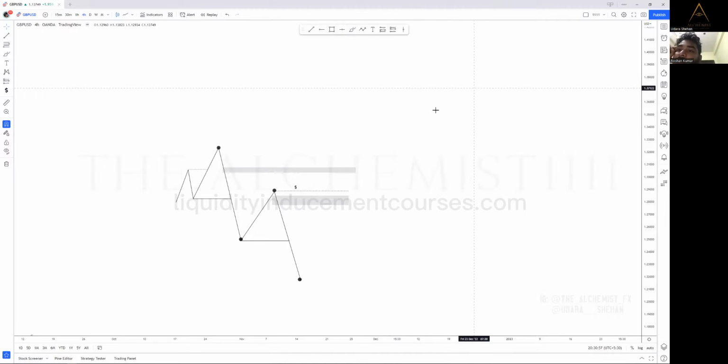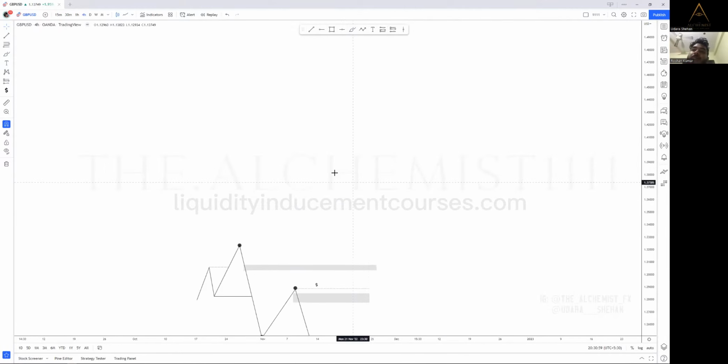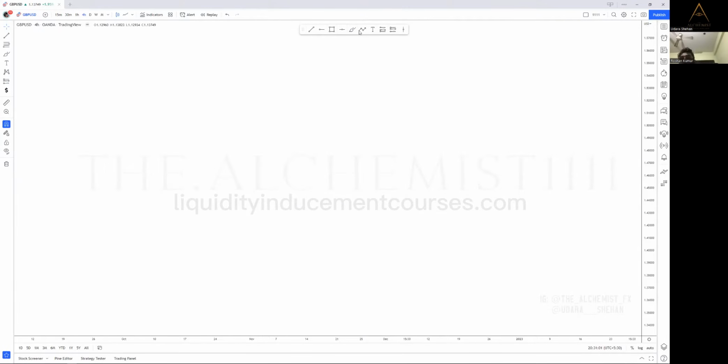So now, first thing, how are order blocks formed? So let's go through it. Okay, so now let's say maybe we had equal highs. Okay, let's say we had equal highs like this.